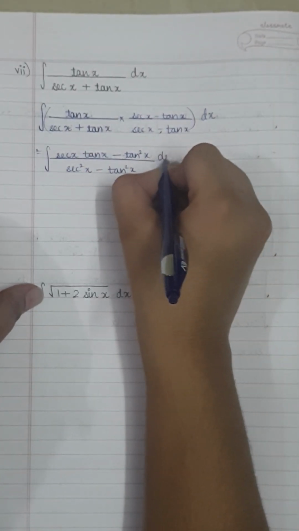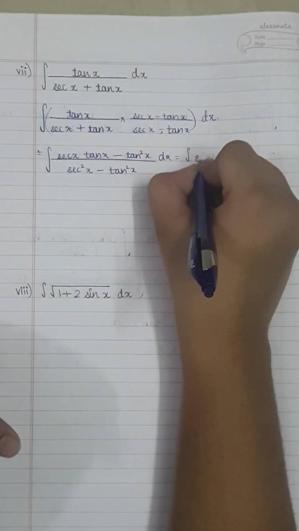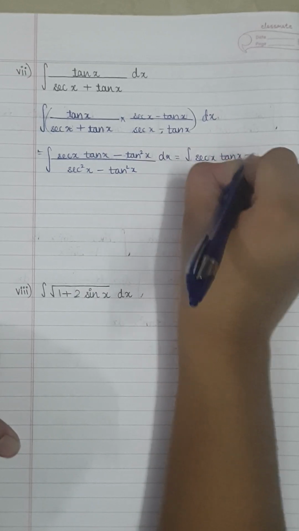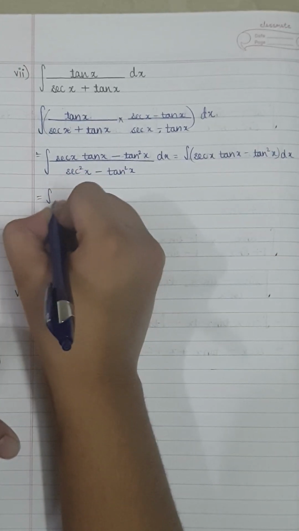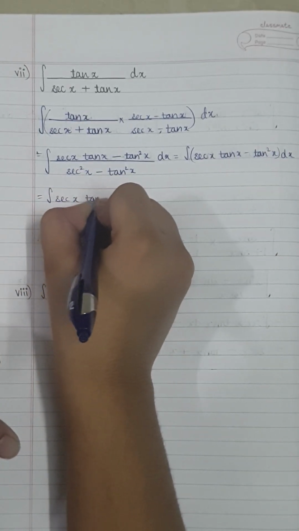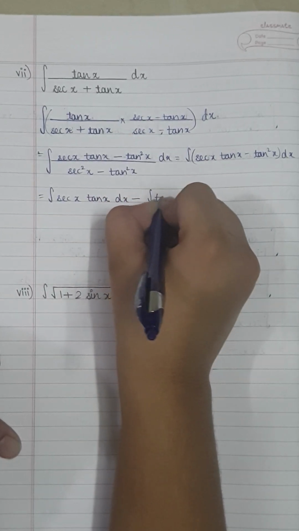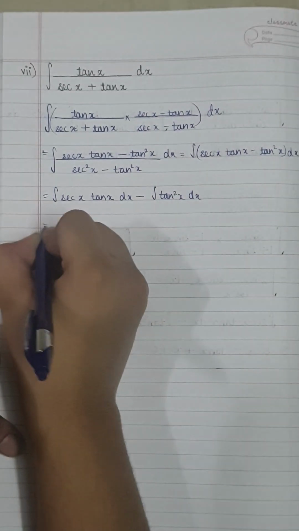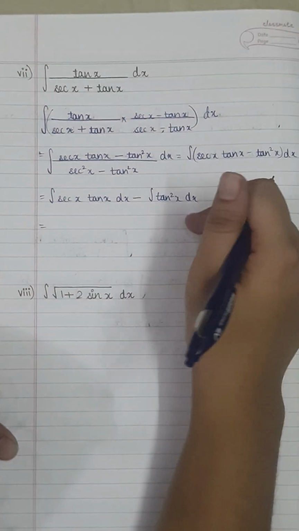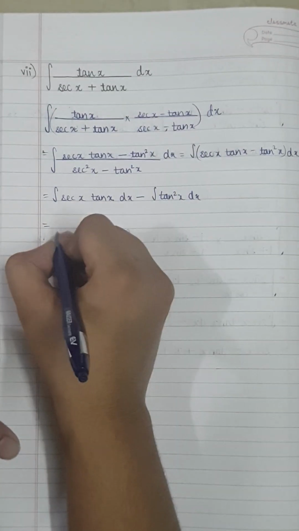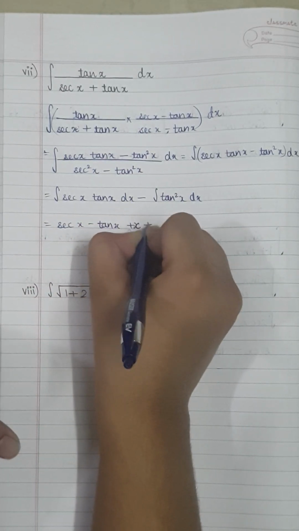So you can write that as integral of, sec square x minus tan square x is 1. So that is sec x tan x minus tan square x into dx. Break that down into sec x tan x dx minus integral of tan square x dx. Now this is just like the previous question. You have sec x tan x dx minus tan square x dx. So the answer as well will be same here. Sec x minus tan x plus x plus c.